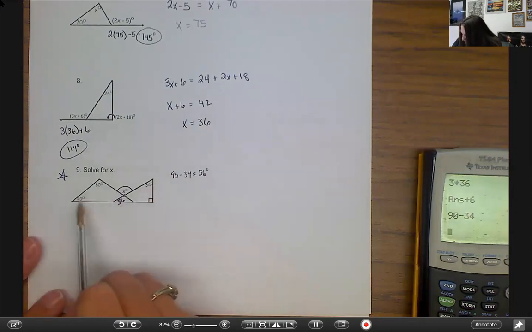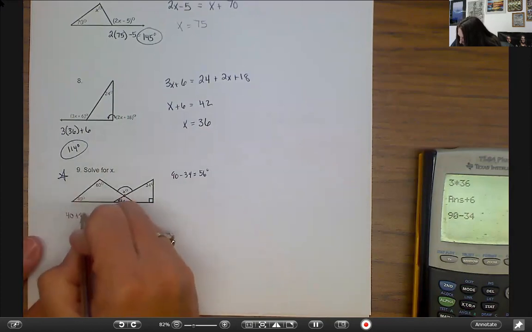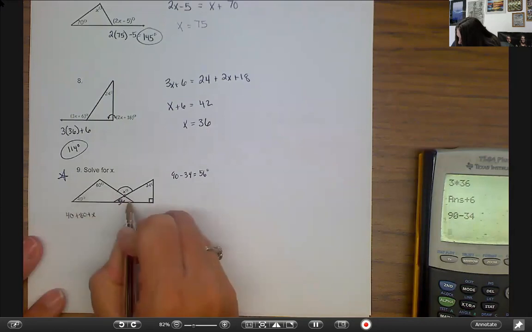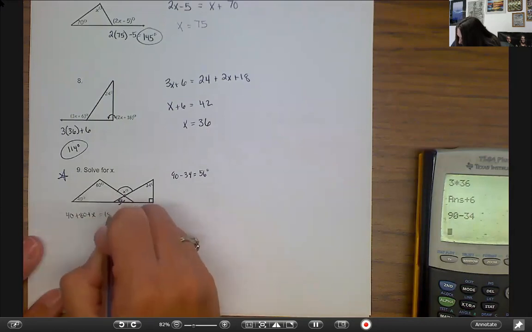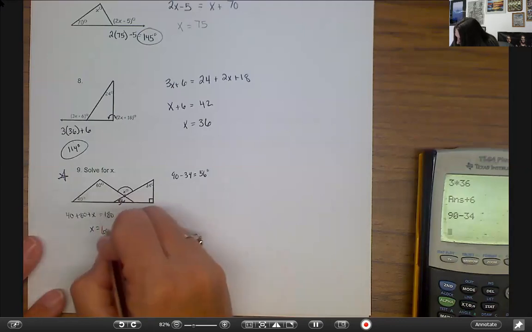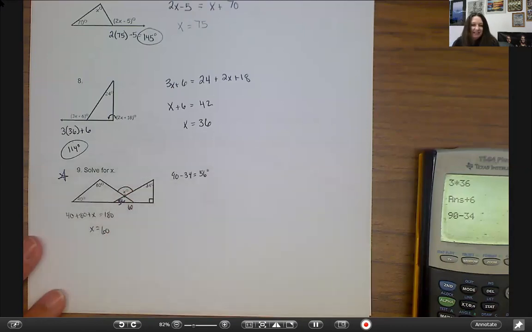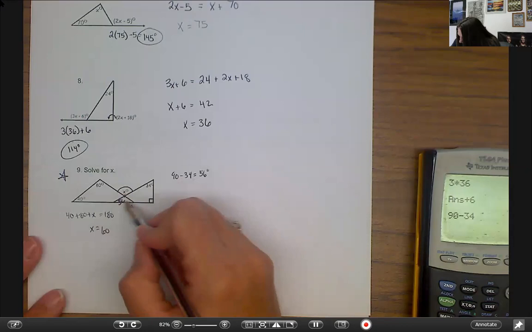Now if I look at this triangle, I also know that I've got 40 plus 80 plus x over here, which would have to equal 180. So 40 and 80 is 120. 180 minus 120 would give us 60. So then this angle over here has to be 60 degrees in our little triangle.